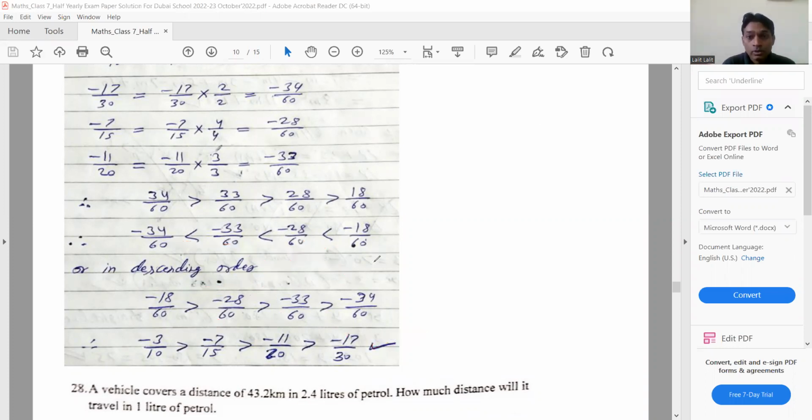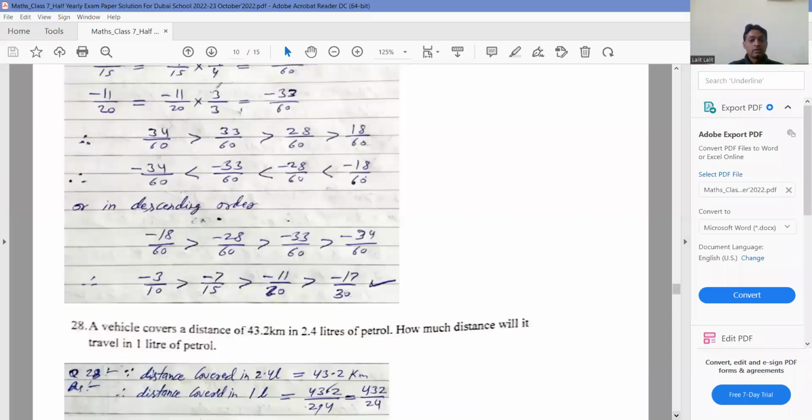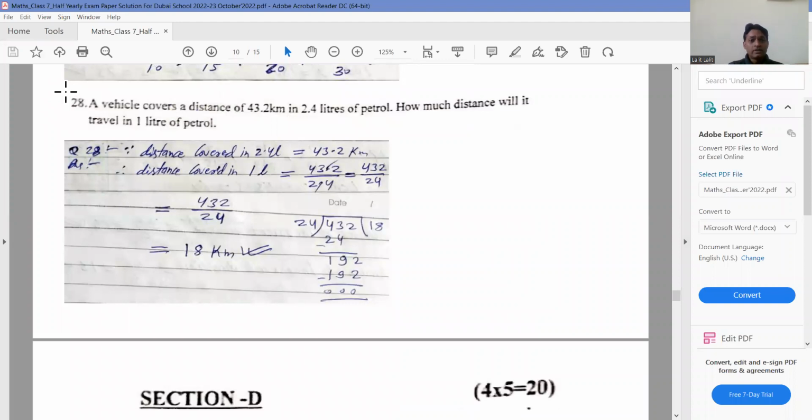Okay. So this is question number 27. Let's talk about question 28. Very simple question. A vehicle covers a distance of 43.2 kilometers in 2.5 liters of petrol. So how much distance will it travel in 1 liter of petrol?